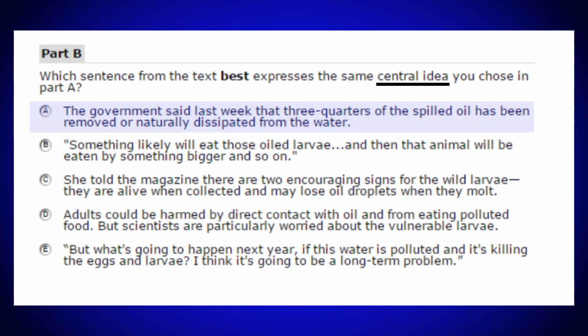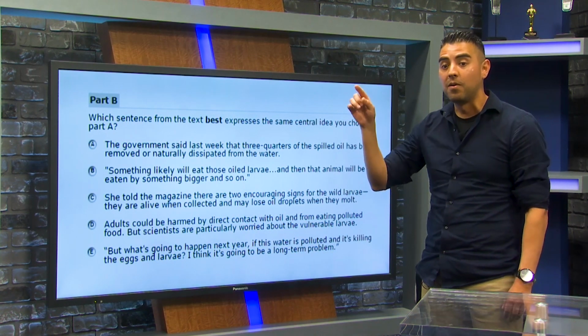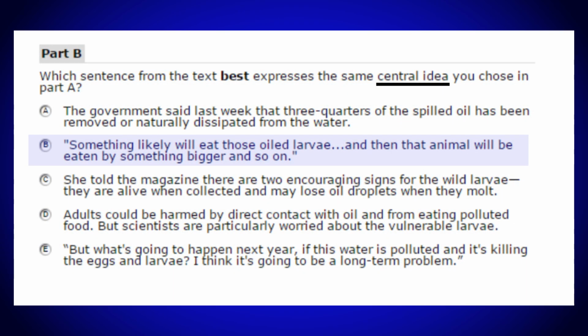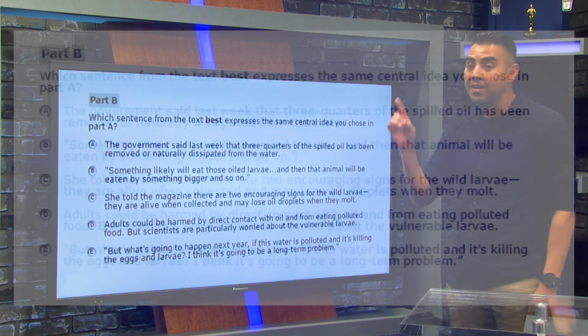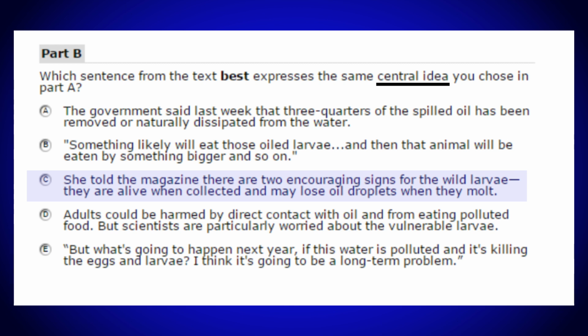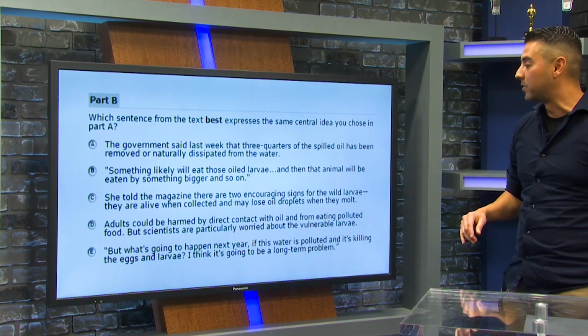The government said last week that 3/4 of the spilled oil has been removed or naturally dissipated from the water. We know that's incorrect because that only includes section 2. That does not include section 1, 2, and 3. Part B, something likely will eat those oiled larvae, and then that animal will be eaten by something bigger and so forth. That only includes one section as well. She told the magazine there are two encouraging signs for the wild larvae. They are alive when collected and may lose oil droplets when they molt. It didn't even talk about a magazine, so that is out of the question.